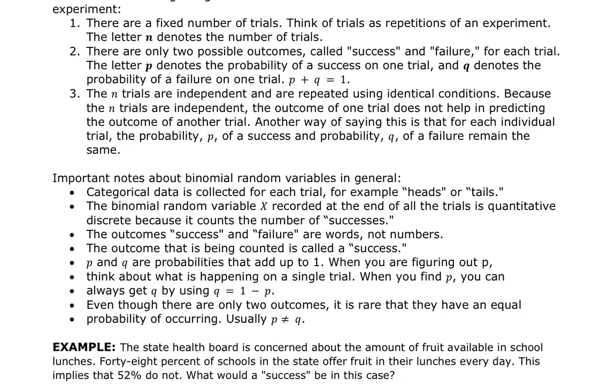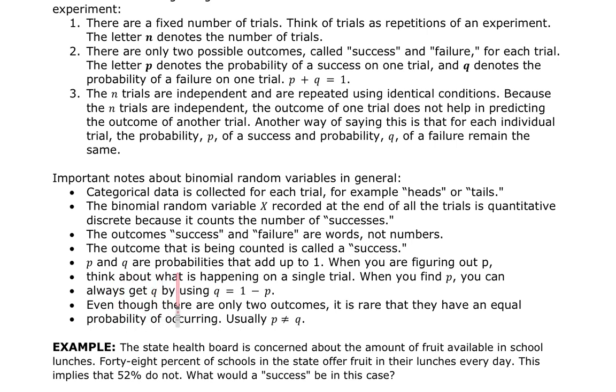So some things about binomial random variables in general. Categorical data is collected for each trial, so either you have heads or tails. The binomial random variable X, the capital X, is recorded at the end of all the trials. It's quantitative discrete because it counts the number of successes. Now remember, when we're doing this, we're counting success. The outcomes success and failure are words, not numbers. The outcome that is being counted is always success.